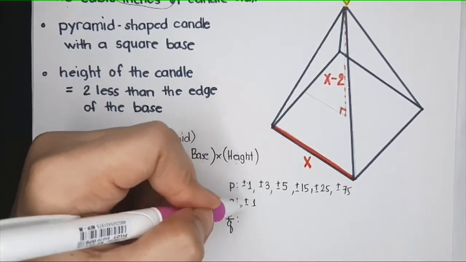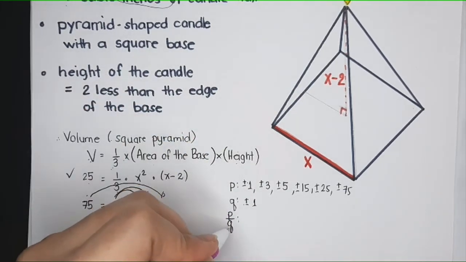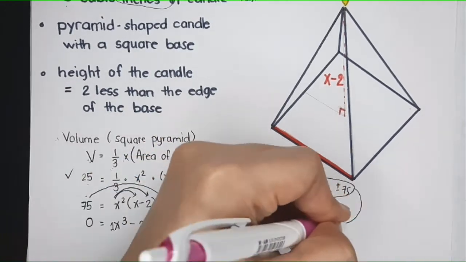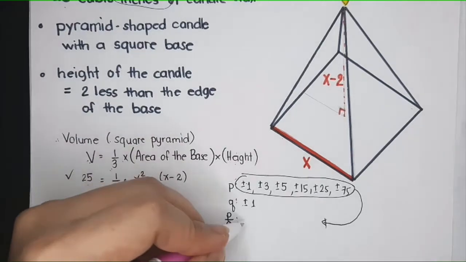Madali yung P over Q natin, kasi P divided by Q. Ang divisor lang naman is positive, negative 1. So, yung P over Q, eto lang ding lahat yon. Yun lang din yung ilalagay ninyo dito.